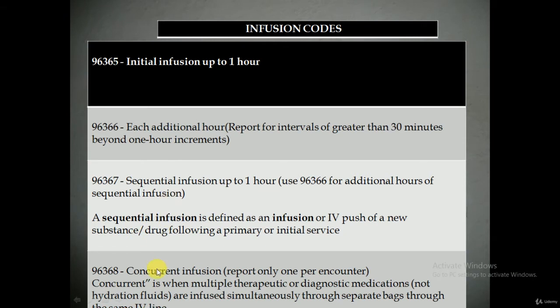What is concurrent infusion? 96368, and this code is reported only once per encounter. How many concurrent infusions are given? We will be billing only once. Concurrent is when multiple drugs are infused, running simultaneously through separate bags, but through the same IV line.